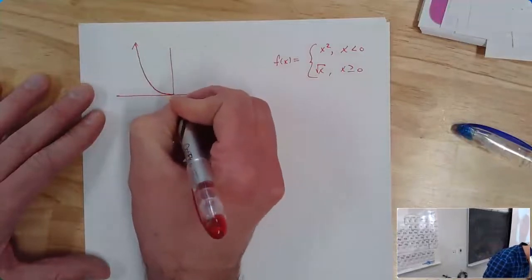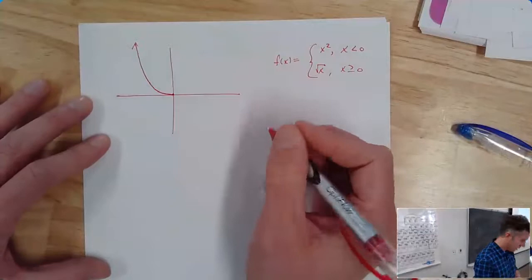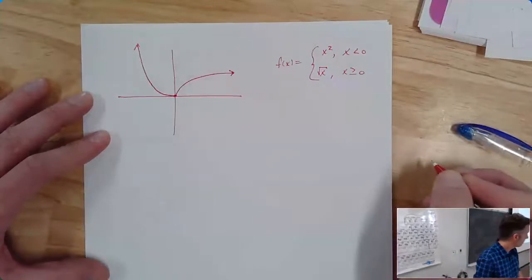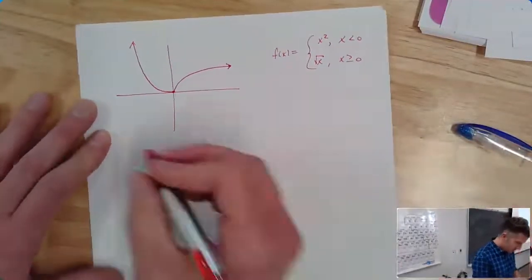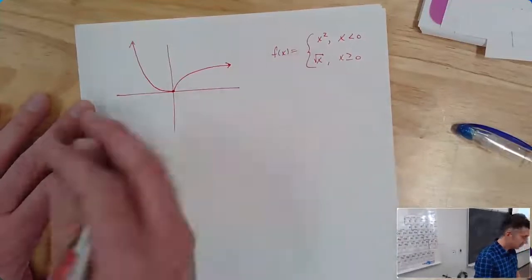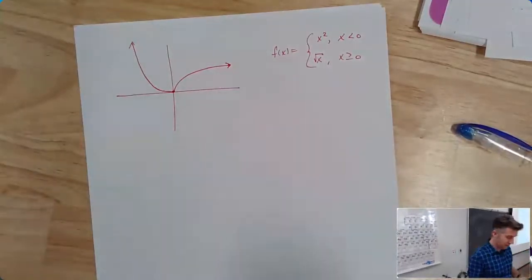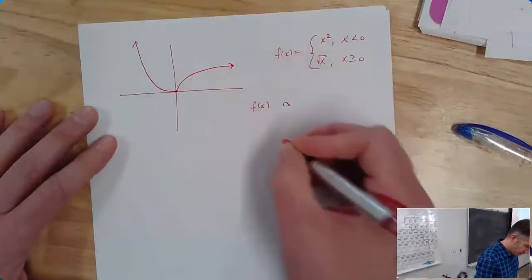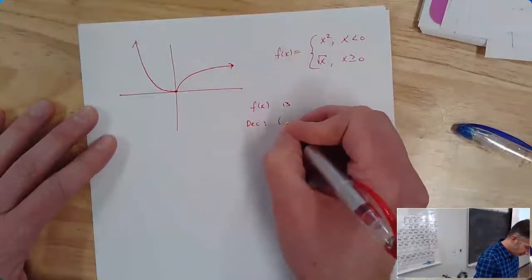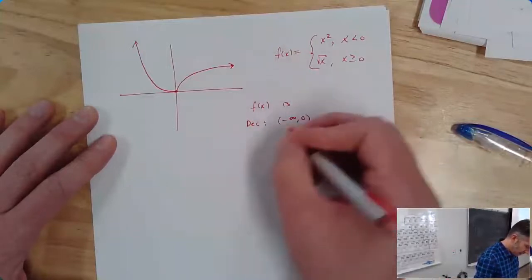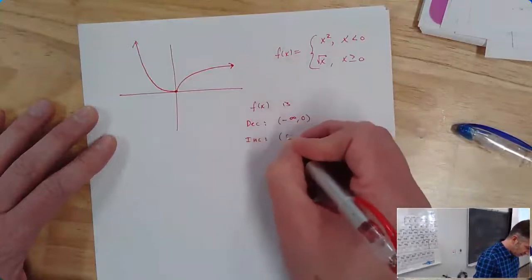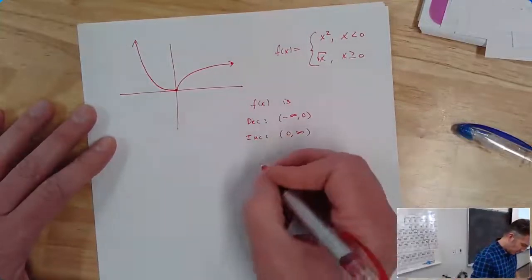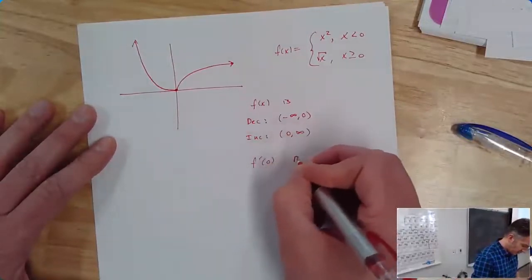Definitely concave which way? Concave up. And here's my square root of x. Definitely concave which way? Concave down. So here's what I would say, just looking at this without doing the work, just seeing what I see. I would point out that certainly f of x is decreasing from negative infinity to 0, and it's increasing from 0 to infinity. And certainly f prime of 0 does not exist.